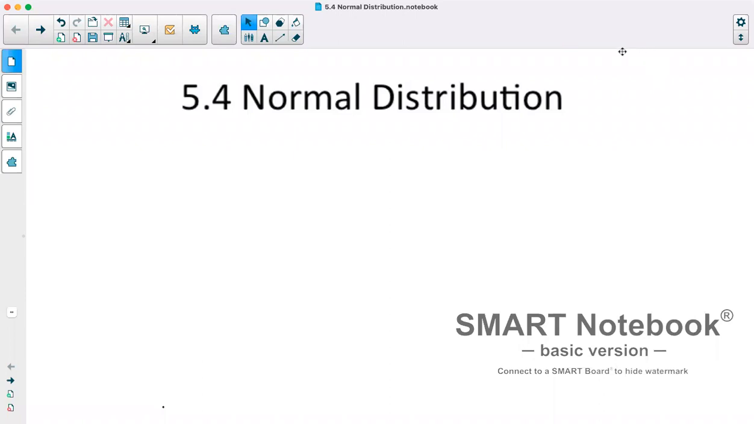Hi, today we are looking at normal distribution. We'll also look at how the standard deviation that we calculated in the last section applies to normal distribution.